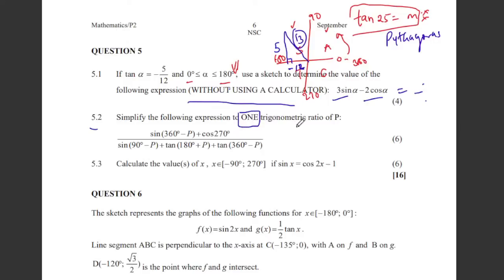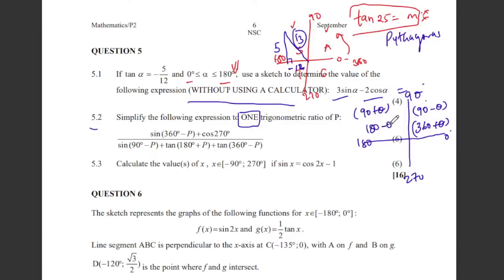So, expressing it as one trig ratio of P. These are reductions, and reductions still take you back to the Cartesian plane. Remember 0, 90, 180, 270, and then 360. This quadrant is known as the quadrant of 360 plus, and it's also known as the 90 minus. This is the quadrant of 90 plus, and it's also known as the quadrant of 180 minus. The quadrant here is 180 plus, and the last quadrant is known as 360 minus.